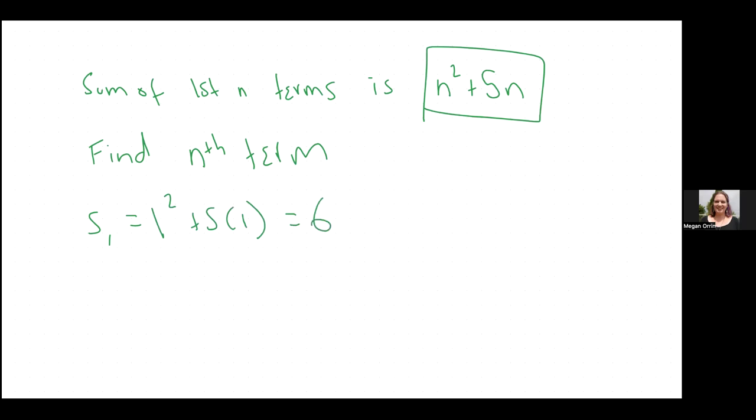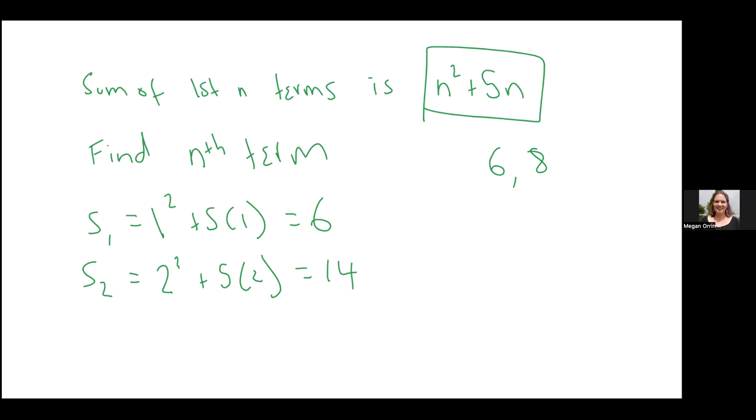What is the sum of the first two terms, right? 1 and 2. We're just going to put 2 in instead. So what do I get? 14. Good. Now, is this the second term? No, this is the sum. This is the sum of the first two terms. So if the first term is 6, the second term must be 8, because 14 minus 6 is 8, right? The sum of these is that.